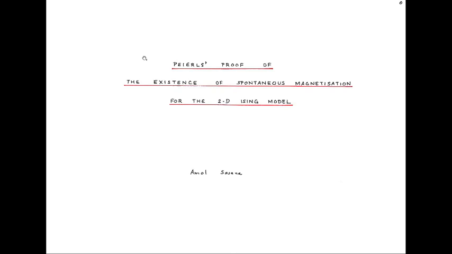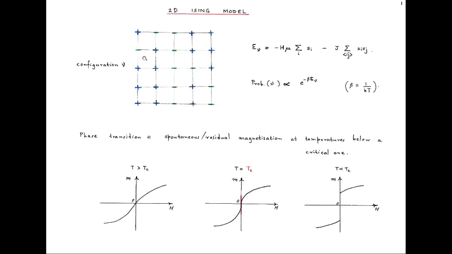So this talk is on Peierls' proof of the existence of a phase transition, that is spontaneous magnetization, for the 2D Ising model. So in the 2D Ising model, we have a square lattice, and at the lattice points, we have placed spins, Si, which can be either +1 or -1.